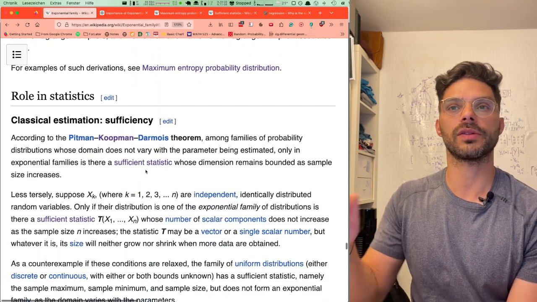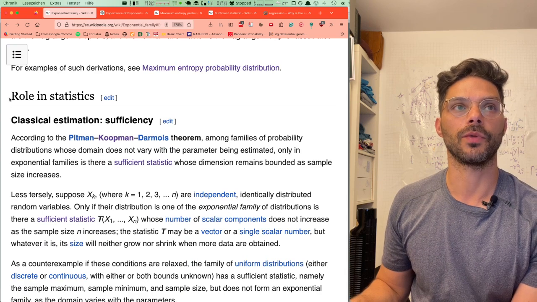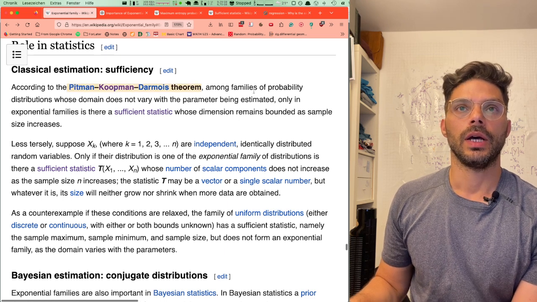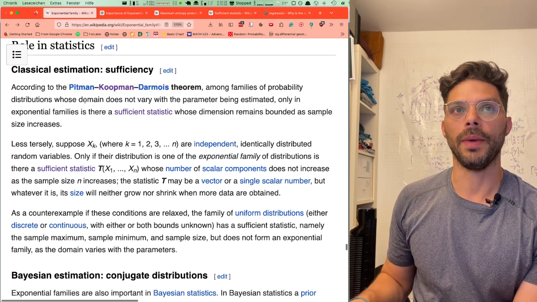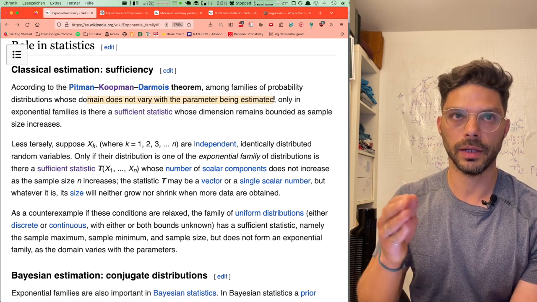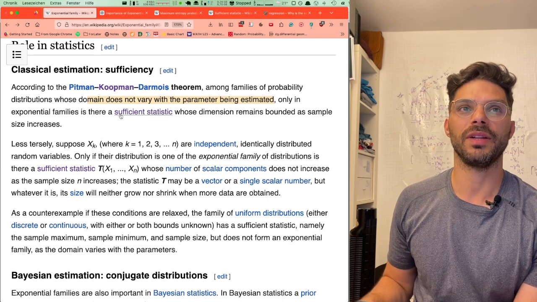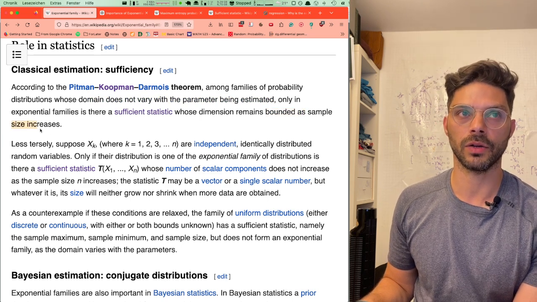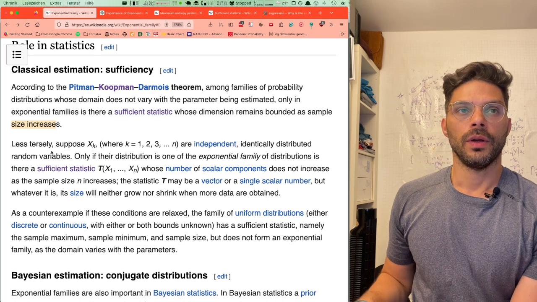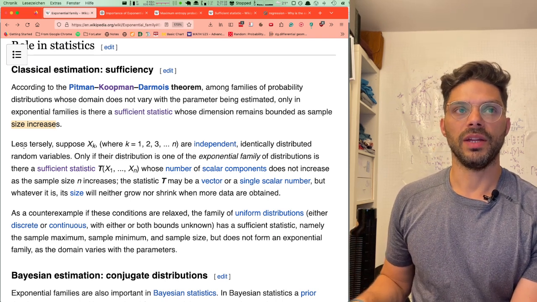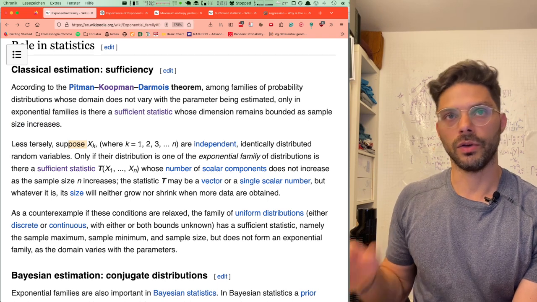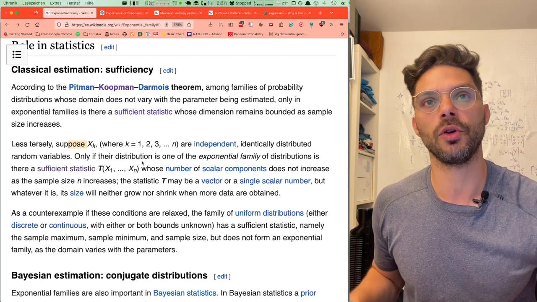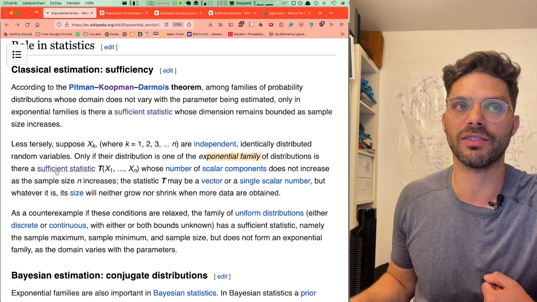Okay, so now let's wrap up this part with the role in statistics. We already talked about this. This is an important theorem. Among families of probability distributions whose domain does not vary with the parameters being estimated, only in exponential families is there a sufficient statistic whose dimension remains bounded as sample size increases. Let's see what they mean. Suppose x sub k, where k goes from 1 to n, are independent, identically distributed random variables. Only if their distribution is one of the exponential family of distributions is there a sufficient statistic.